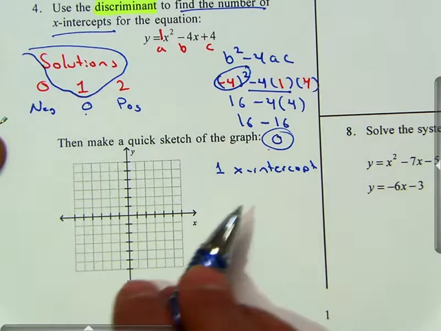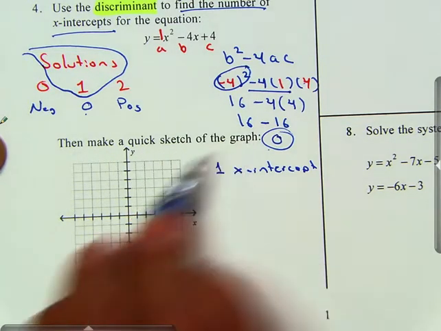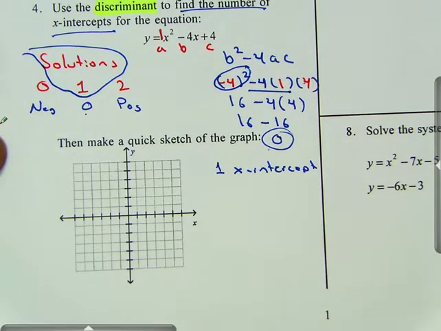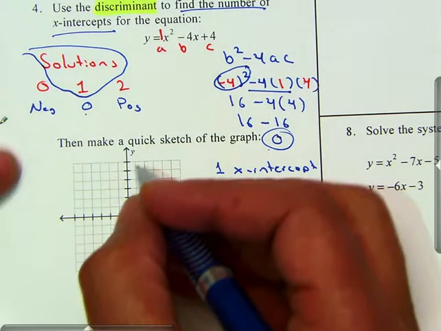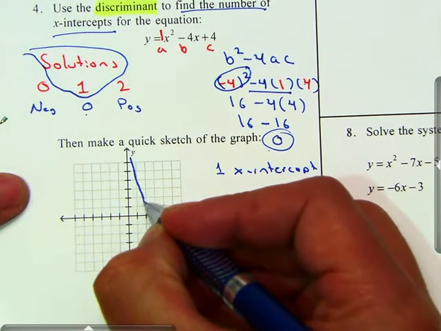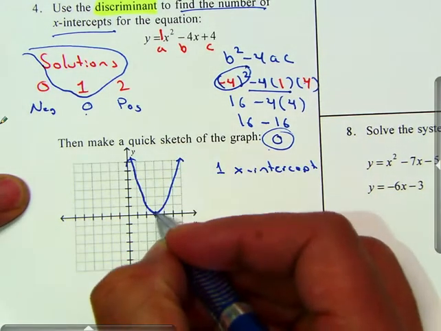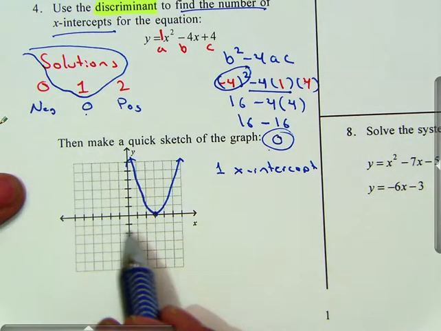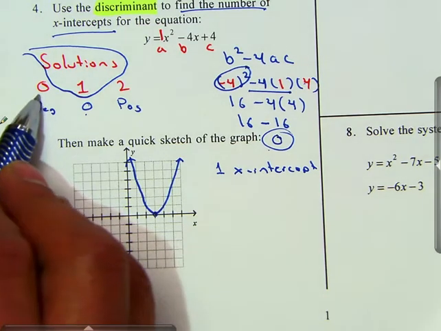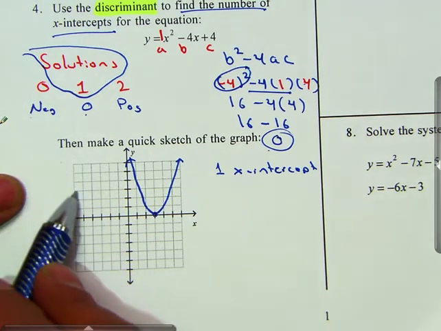So therefore, it says, then make a quick sketch of the graph. So therefore, I need to be able to make a sketch. It has to cross the x-axis only once, so you'll be just bouncing off. And you'll touch only once. If it has two x-intercepts, it'll cross twice. And if it has no x-intercepts, if your discriminant is negative, you'll be floating above it.